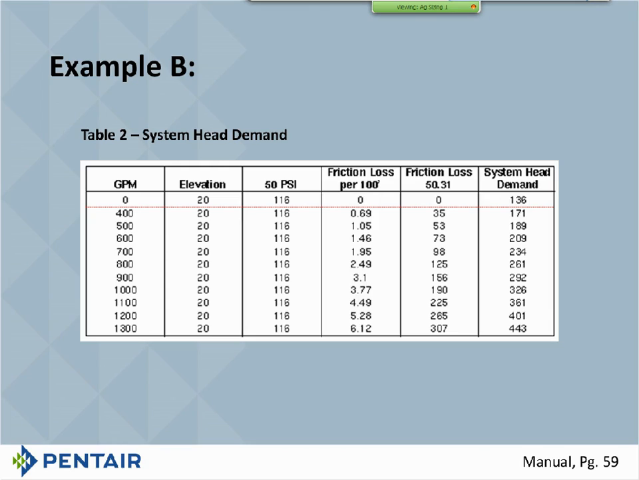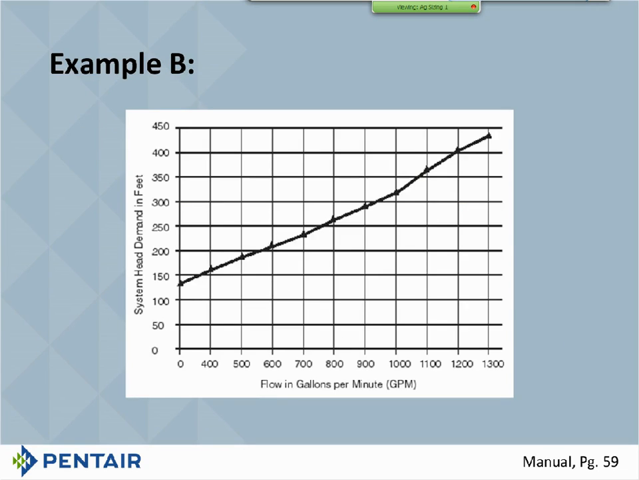The requirements are still 20 feet of elevation and 116 feet for that 50 psi. As we start flowing water through there, now you can see we go from 171 all the way up to 443. Because we went up in pipe size, that allowed us to do a little bit more. If we look at our system here, we see zero flow still the same at 136, and 1,300 gallons a minute is now up there at 443.